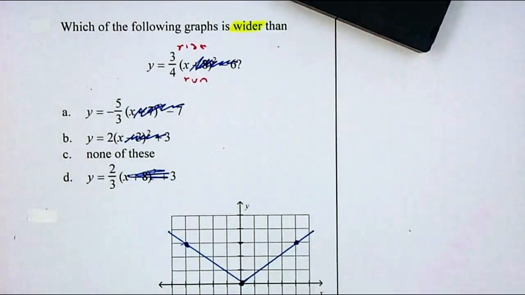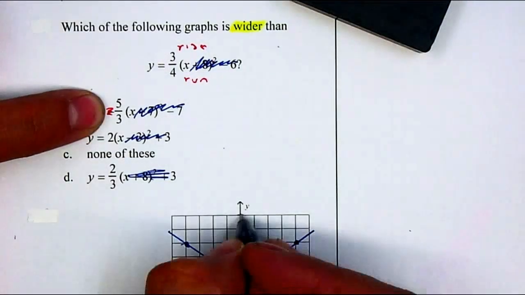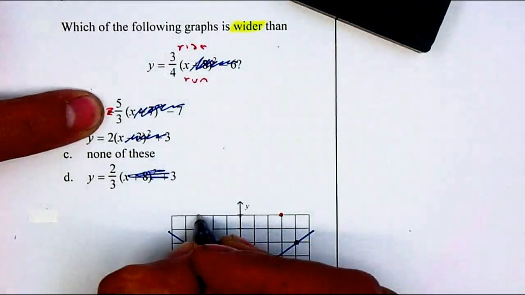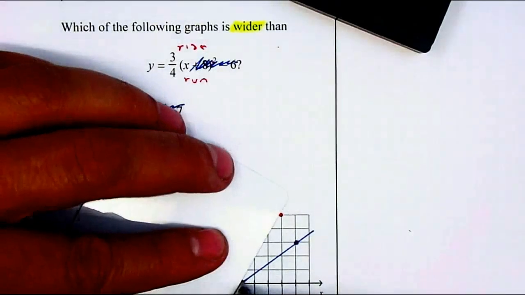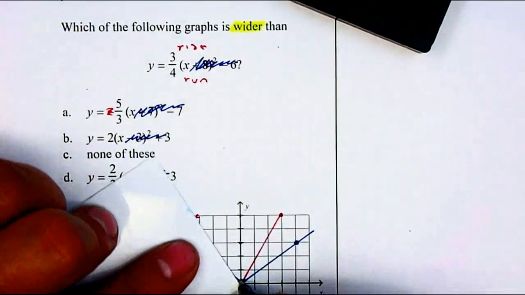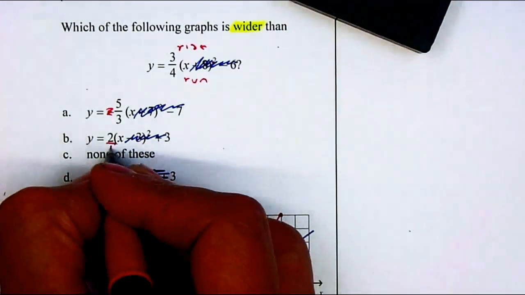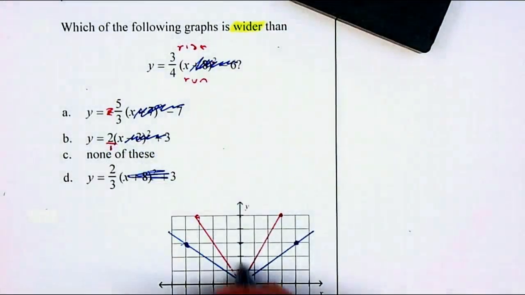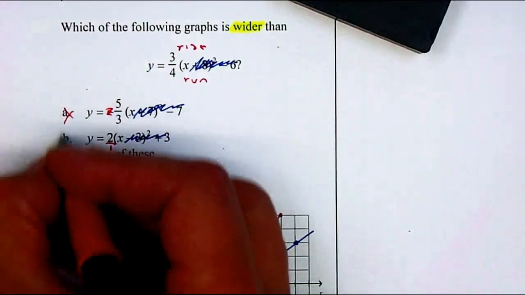For the next one, now the fact that's negative, don't worry about the negative. I'm going to go up 5 and to the right 3. Notice that that one's going to be narrower, so that's not going to be it. The next one is up 2 and to the right 1. It's also going to be narrow, so that's not it.